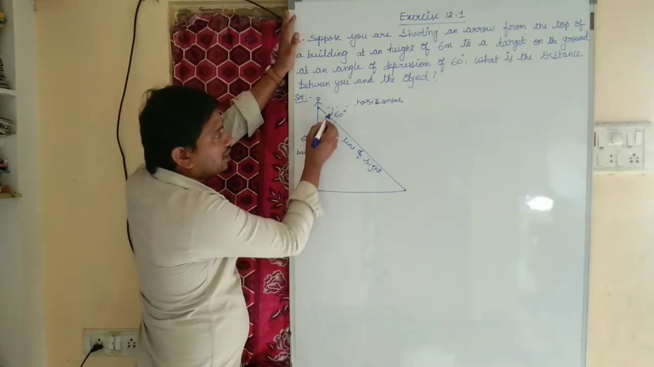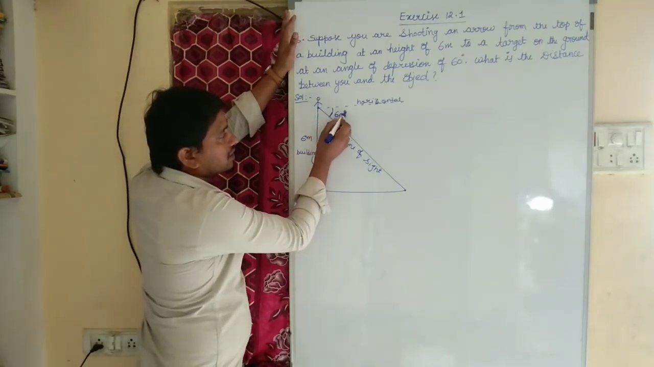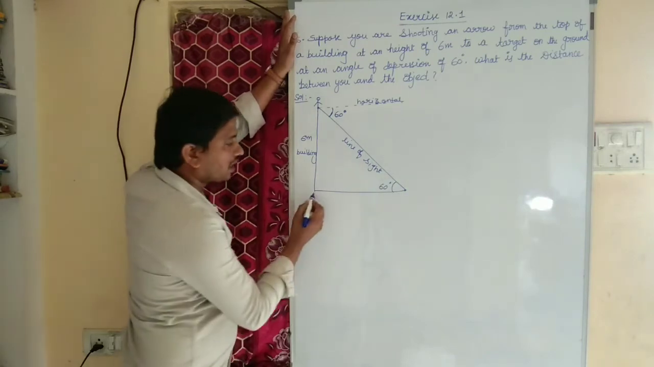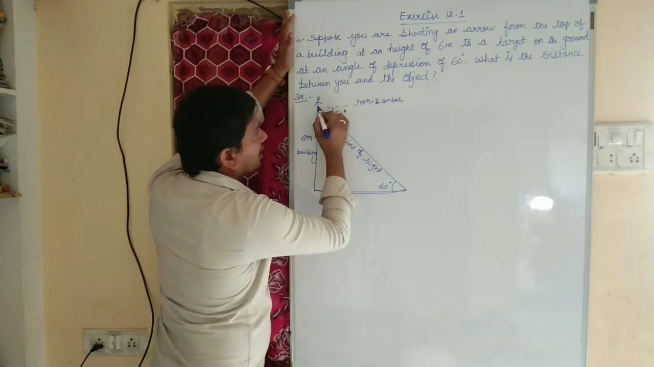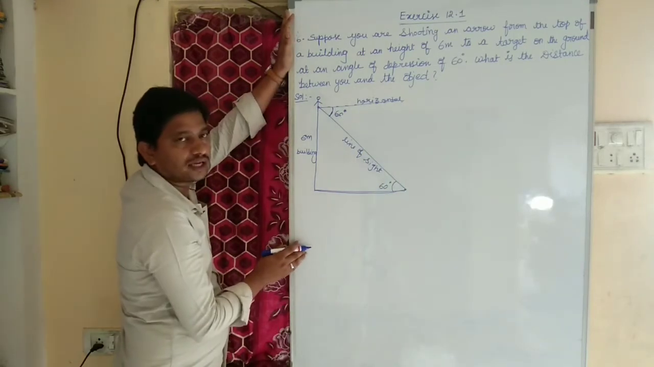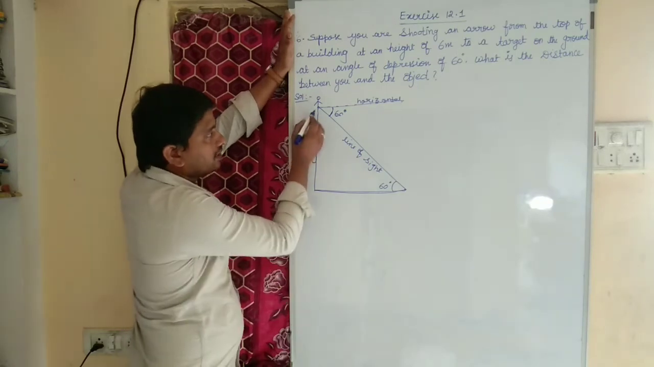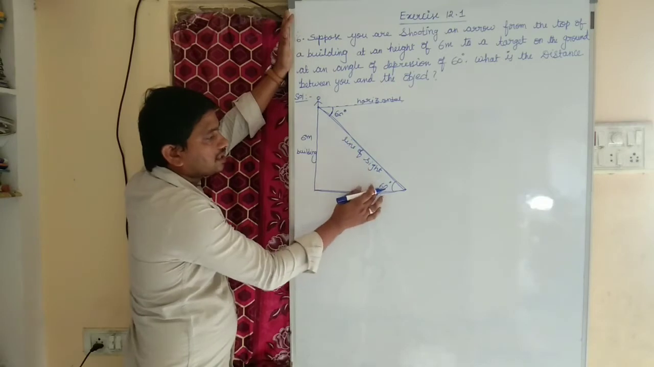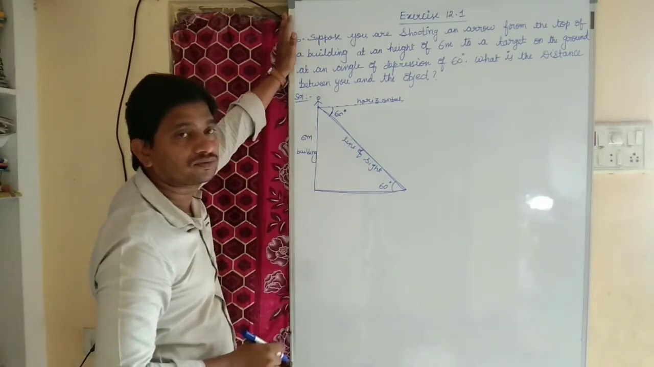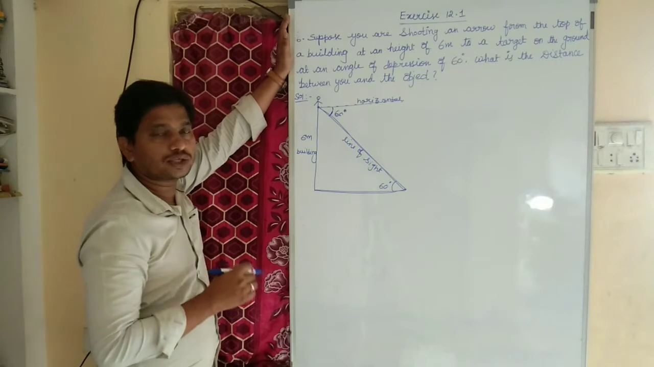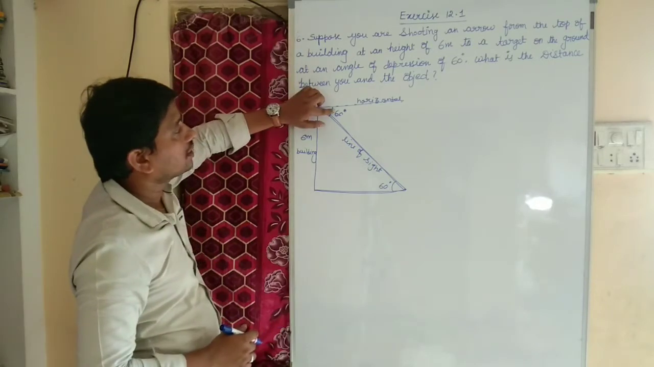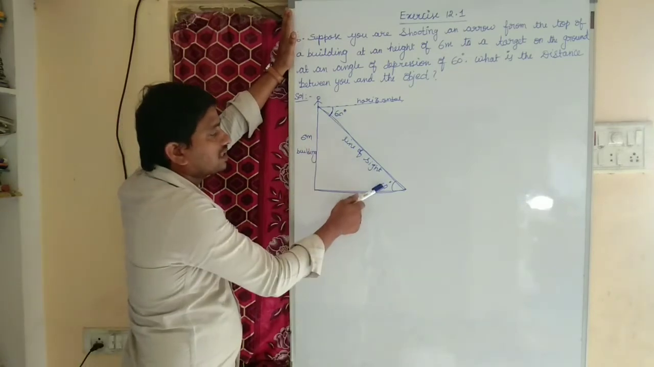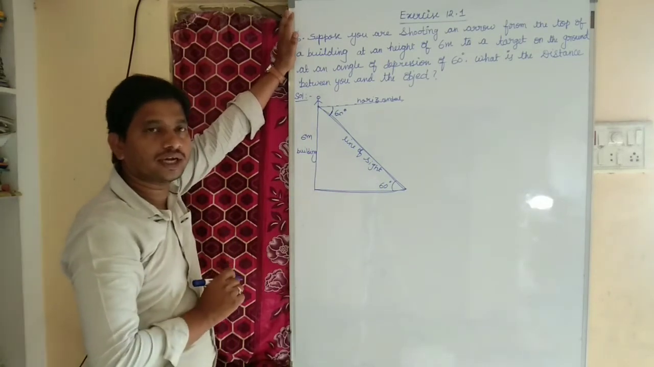Children, listen carefully. If this is 60 degrees, then this angle also will be 60 degrees only, because this line and this line are parallel lines. They are parallel to the earth surface, and this is our transversal, and these two angles are alternate interior angles. When a transversal intersects two or more parallel lines, then alternate interior angles are equal. So if it is 60 degrees, then this will also be 60 degrees only, right?